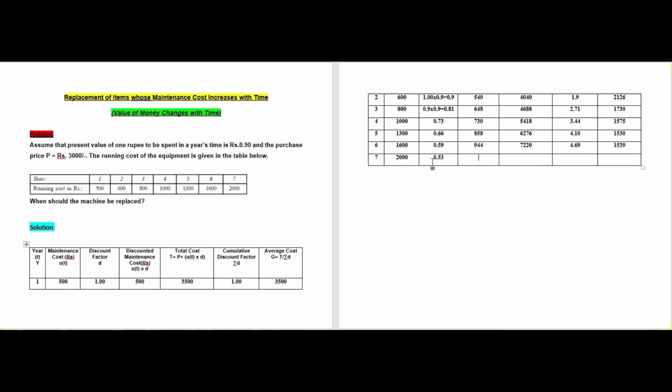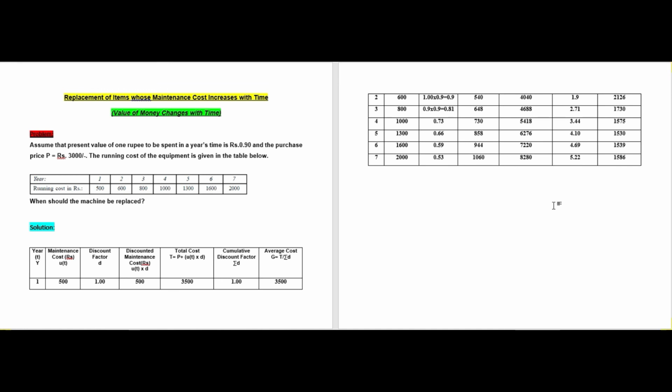0.53. Multiplying these two terms, 2000 into 0.53, becomes 1060, and the total cost equals 7220 plus 1060, which becomes 8280. The cumulative discount factor equals 4.69 plus 0.53, which is 5.22. The average cost equals 8280 divided by 5.22, which is 1586. So now we have almost solved the problem.